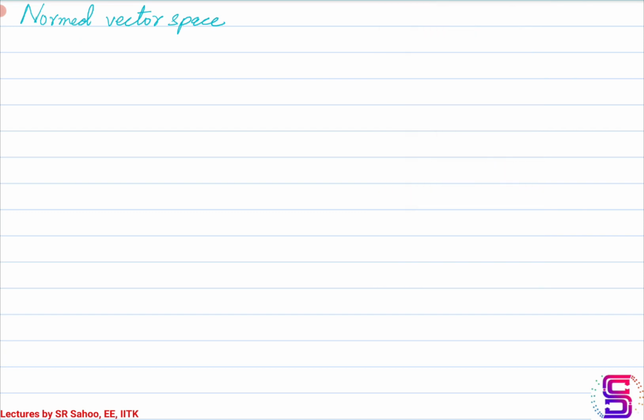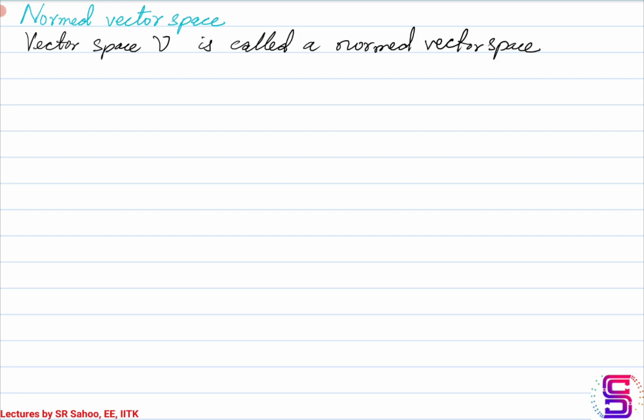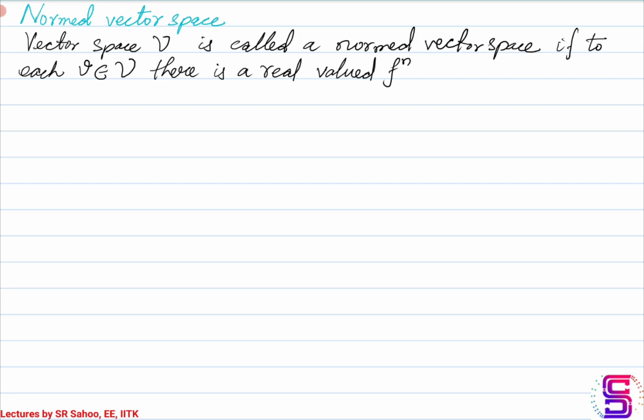Okay, now a normed vector space is basically of this form. A vector space V is called a normed vector space if to each vector v in this set there is a real valued function, which means the function takes in the vector as an argument and gives a real number. Okay, there is a real valued function which is defined as this. Okay, this is what we call the norm.